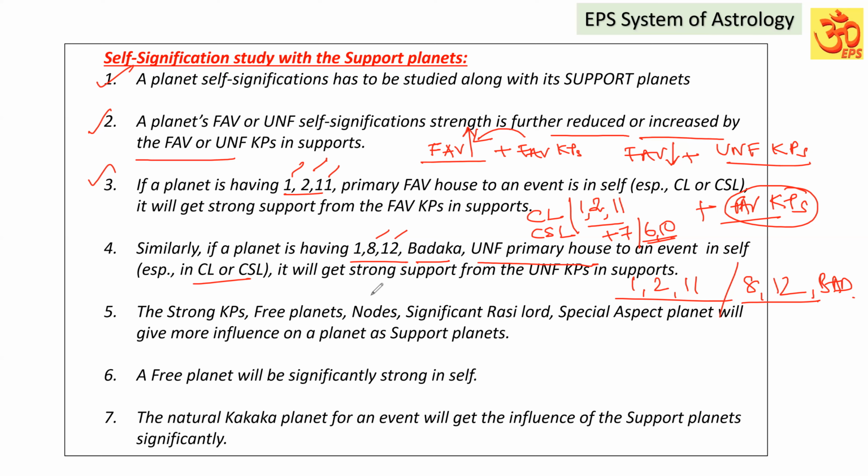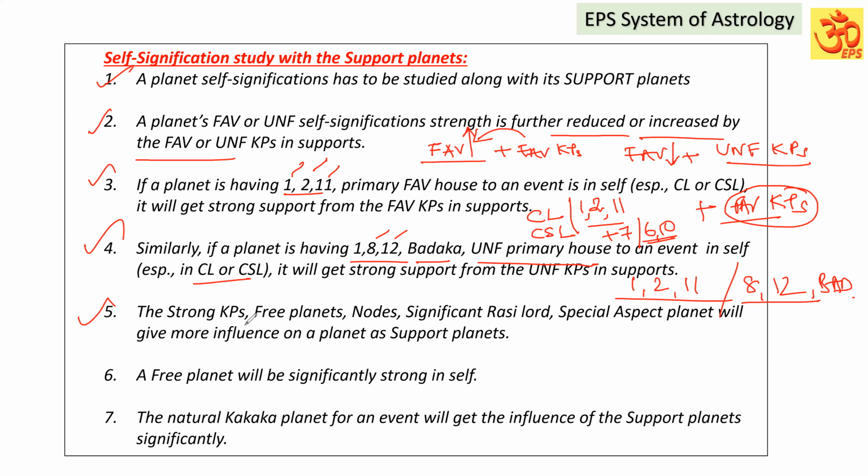But I am saying that when source and result are having such houses, the influence is going to be significant. So 1 to 11 primary houses on the favorable side, or 1, 8, 12 Badhaga and unfavorable primary houses on the unfavorable side. So we have to give importance to the self-signification CL and CSL if they're having these houses. Then the impact of the favorable or unfavorable key planet in supports will be there. That we have to keep in mind.